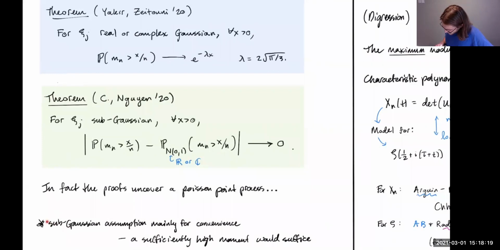As I mentioned, the sub-Gaussianity assumption is just convenient, just to wave away some bad events. But if you go through the lines of the proof, you can be convinced that a sufficiently high moment would be enough for us. And maybe one could pursue relaxing that.